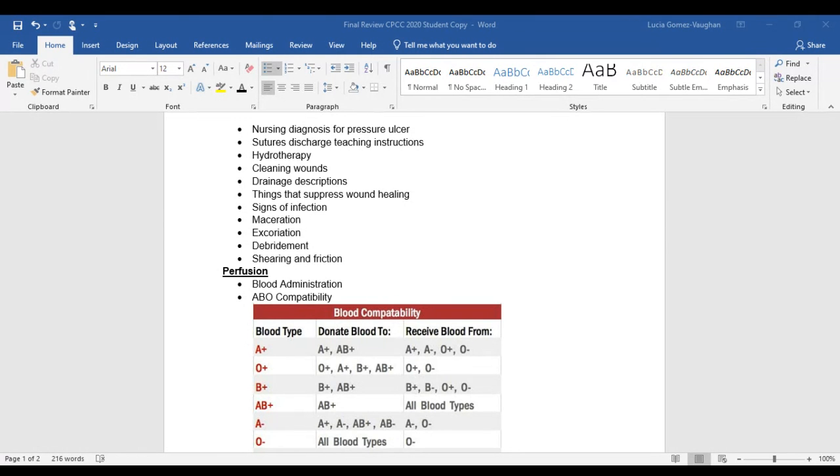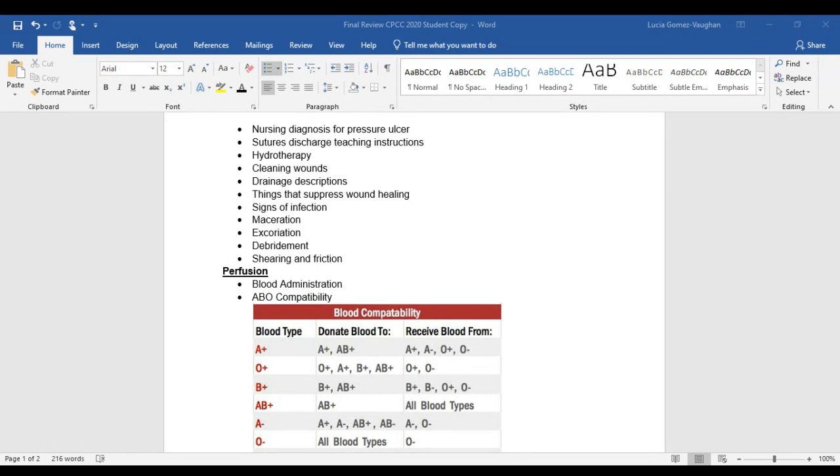So again, things that suppress wound healing include corticosteroids, uncontrolled high blood sugars, smoking, low albumin, dehydration, and hypoxia. So again, our signs of infection, the skin is warm and red, inflammation, elevated body temperature, pain, purulent wound drainage.